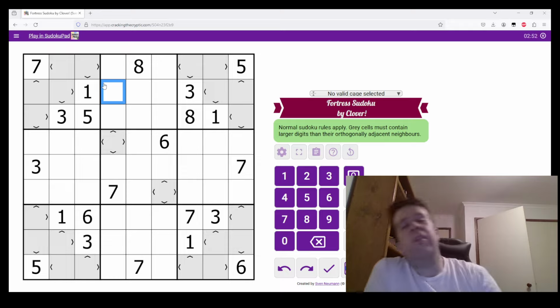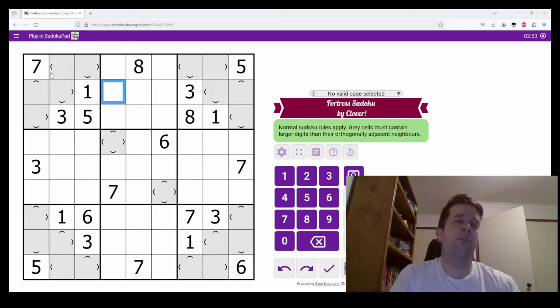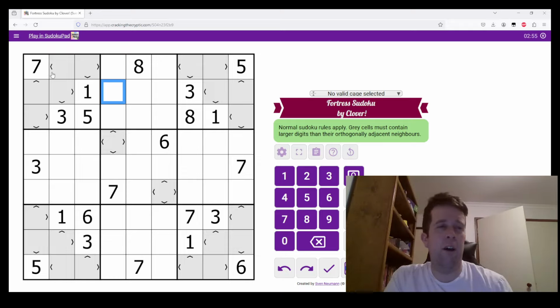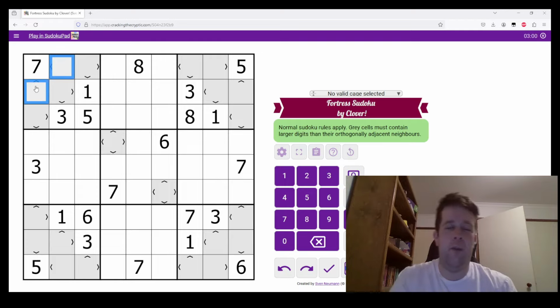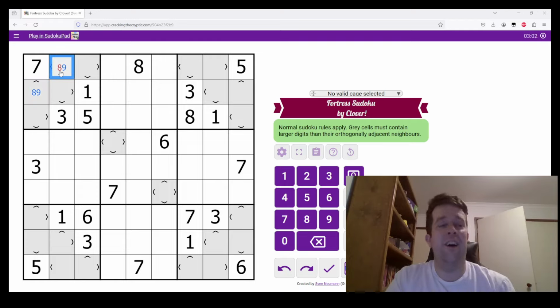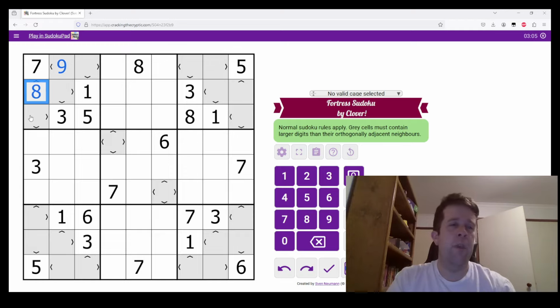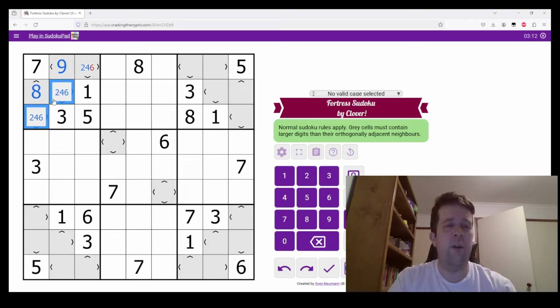So the secret with Fortress Sudoku is, what do you put in 8 and 9? 8 and 9 are always the hardest digits to place. So here, the only two digits bigger than 7 are 8 and 9. So 9 goes there, 8 goes there. Now, these three digits are 2, 4, and 6. Both of these digits have to be greater than 3, so this must be the 2. And we can take the 2 out of there and go on to our next cell.